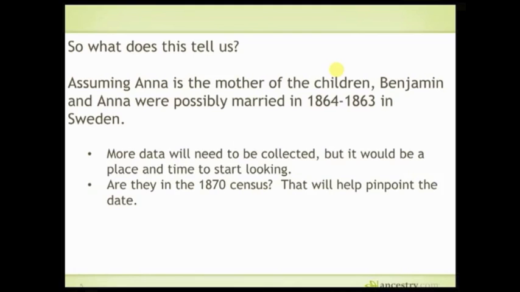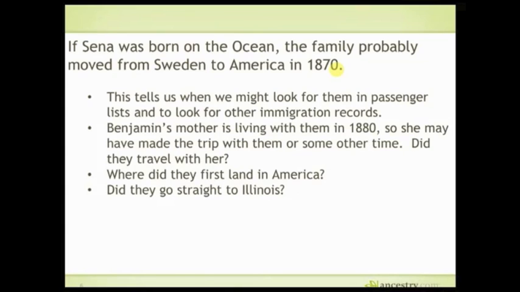But you would want to go back and look at the 1870 census and continue on. If Senna was born on the ocean, the family probably moved from Sweden to America in 1870. So this means you can start looking for passenger lists around 1870, maybe give or take a few years. Given that these are common names that would come from Sweden, this helps you locate a place in time. You'll notice that Benjamin's mother is living with them in 1880, and you'll also want to track her.